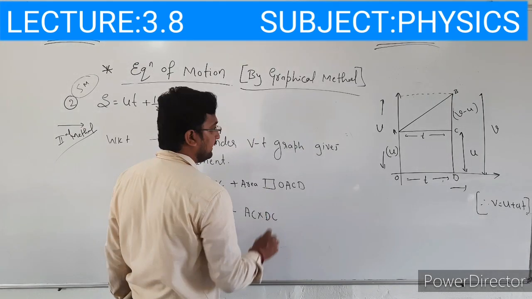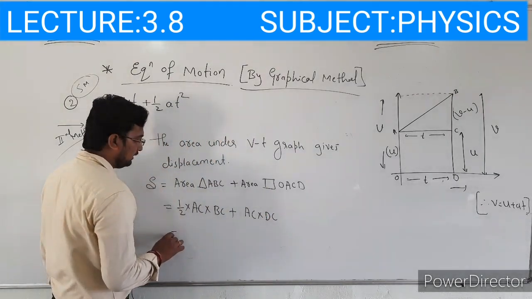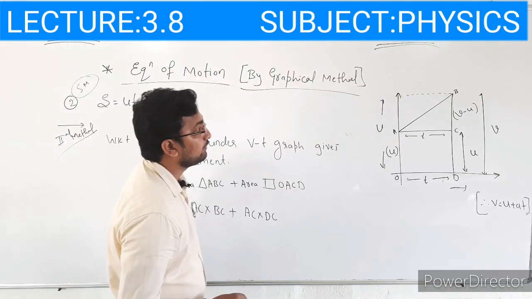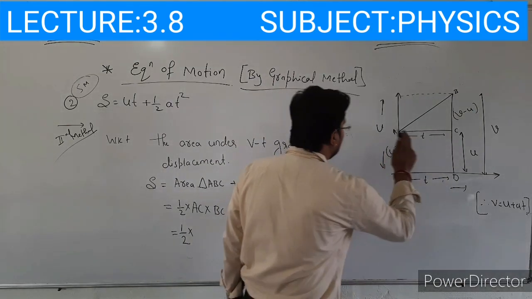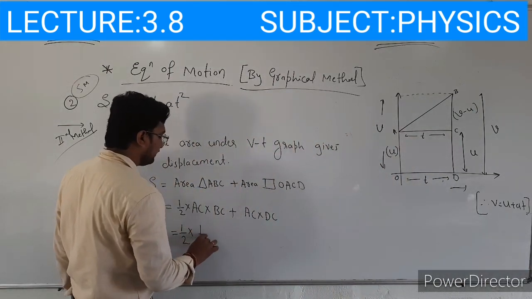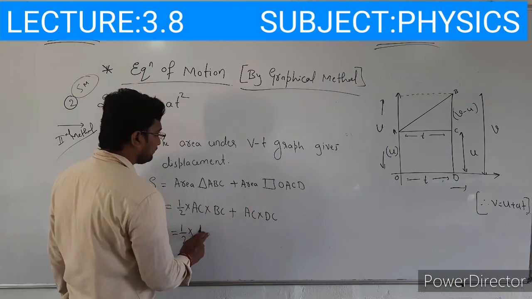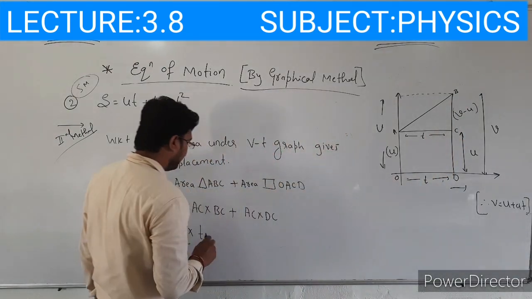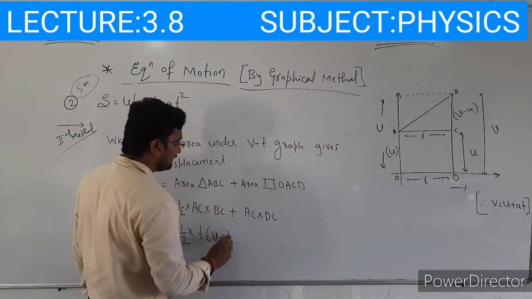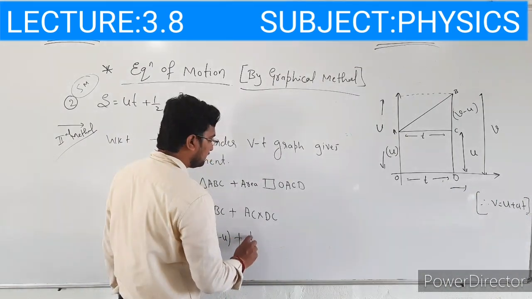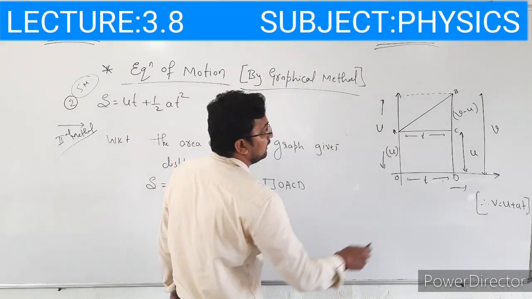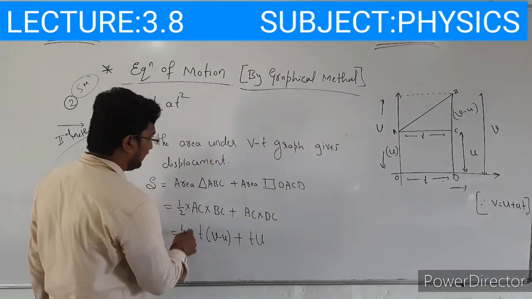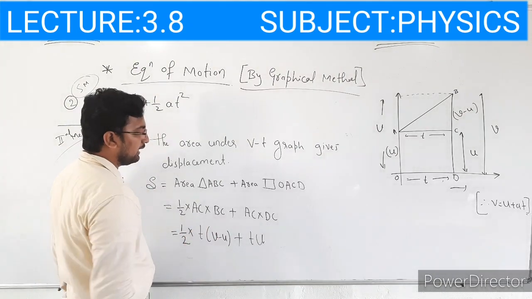So substitute here: this is equal to 1 by 2 as it is, then the AC value is T. Substitute here T, into the BC value, that is V minus U, plus again the AC value, that is T, and the DC value is U. So this is U into T plus 1 by 2 T bracket of V minus U.